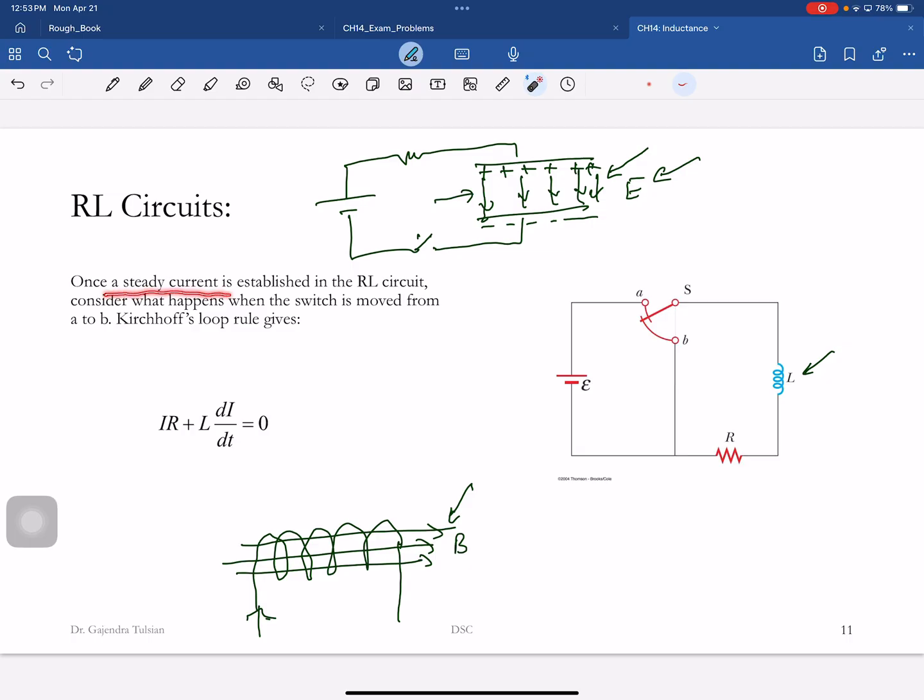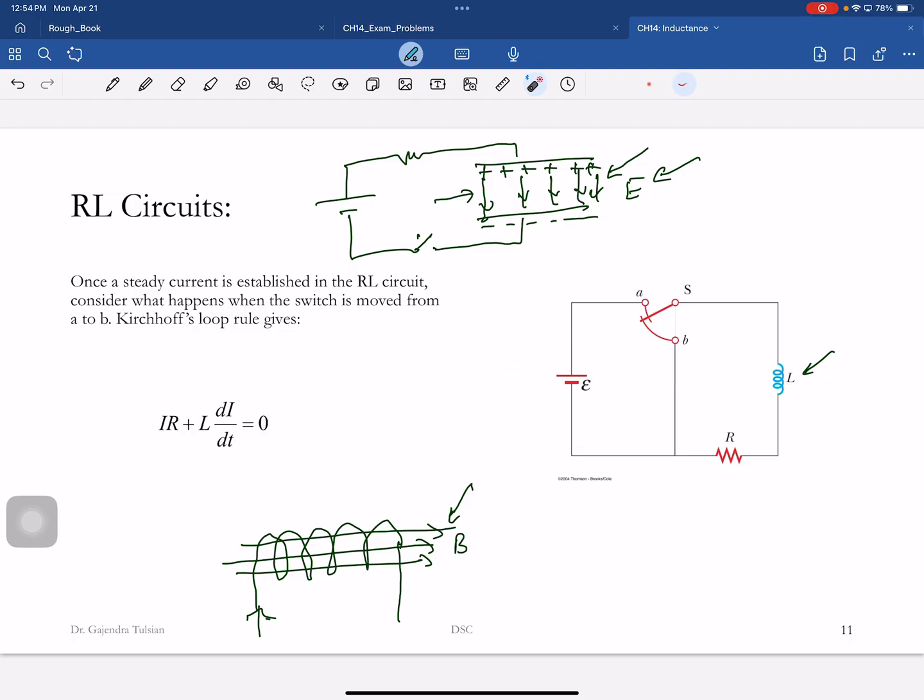Okay, once a steady current is established in the RL circuit, so initially the switch was over there, you passed a current through this, and a steady current is flowing through the circuit. And now what you're going to do is, you're going to flip the switch from A to B. What happens when you flip the switch from A to B? In the circuit, when you go from A to B, what you're doing is you're removing the battery.